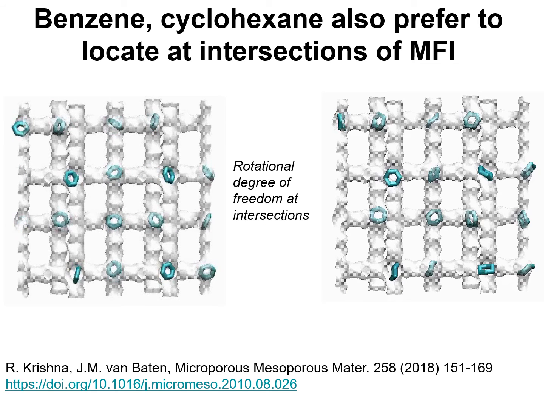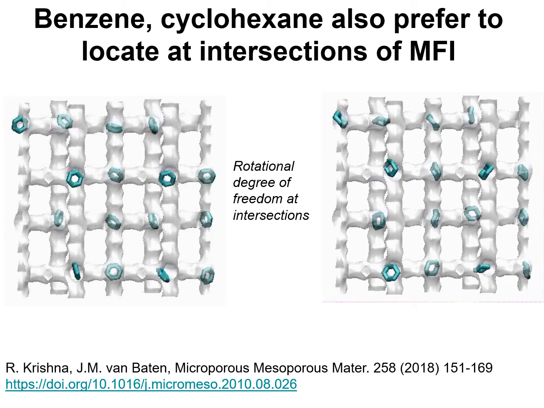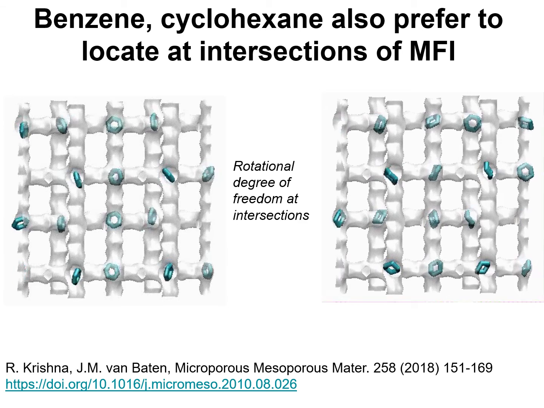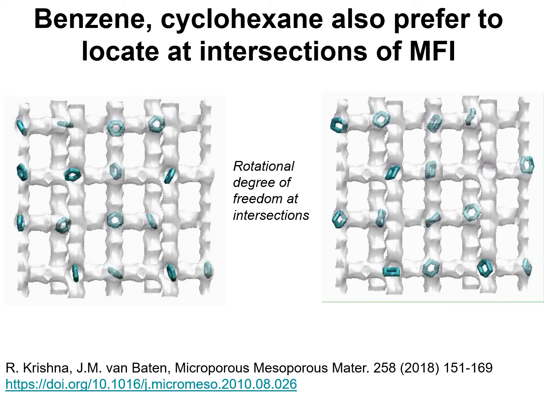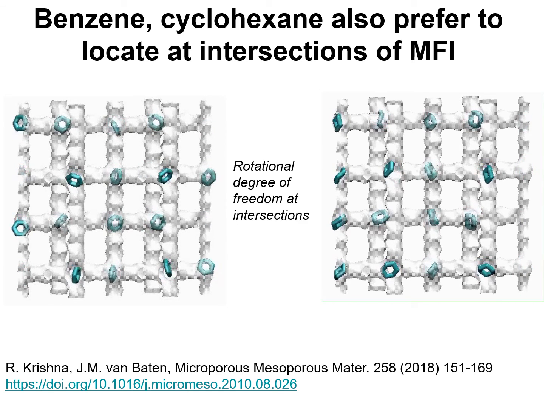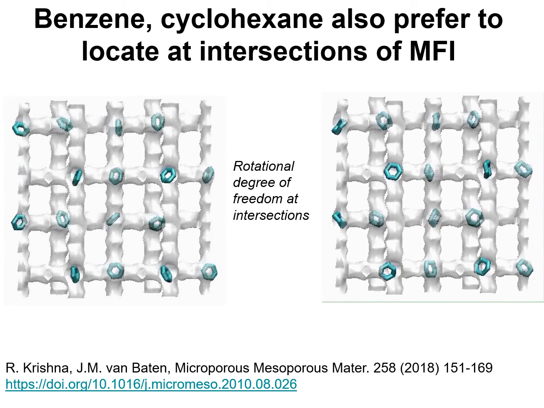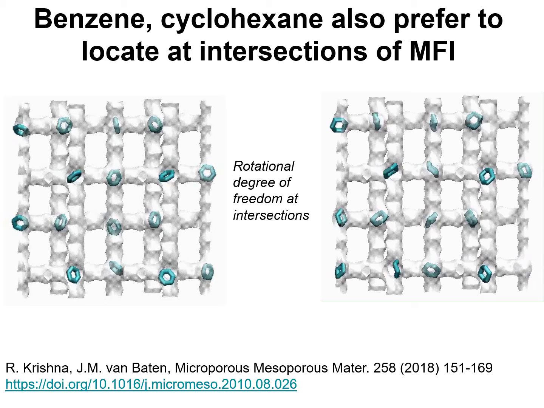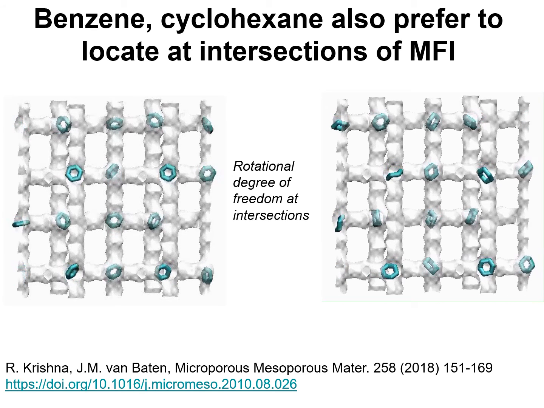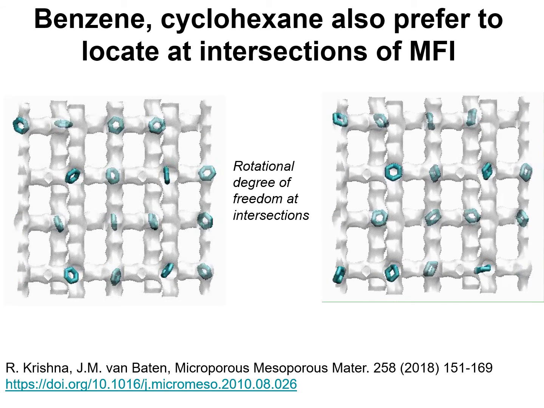Benzene and cyclohexane also prefer to locate at the channel intersections because there is an additional rotational degree of freedom, as shown in these MD simulations for benzene on the left and cyclohexane on the right. The preferential location of these molecules at the channel intersections have a profound influence on mixture adsorption.